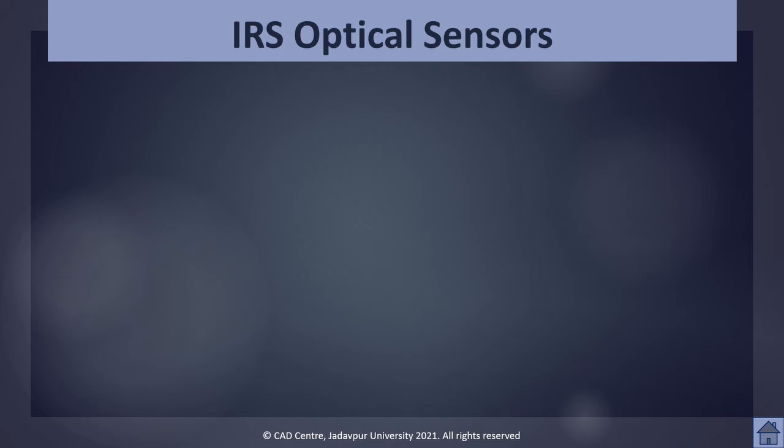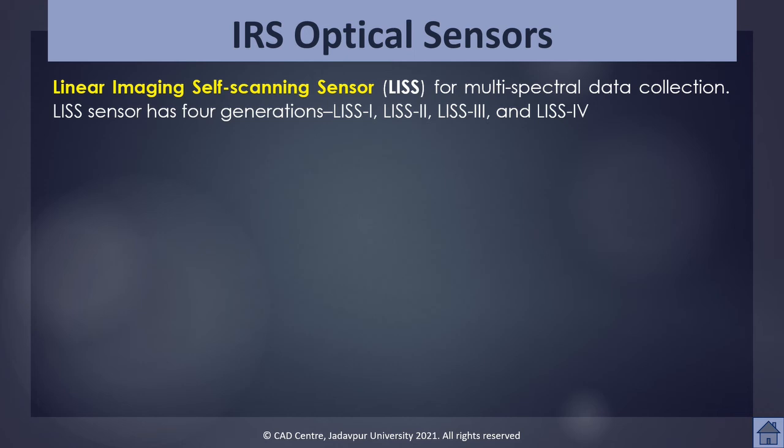Now, Indian remote sensing satellites. We have several remote sensing satellites either launched or will be launched, but all of the Indian remote sensing satellite optical sensors are based on push broom technique, all of the optical sensors. Now, what optical sensors are carried by Indian remote sensing satellites or IRS satellites? So, we have the Linear Imaging Self Scanning sensor, LISS.